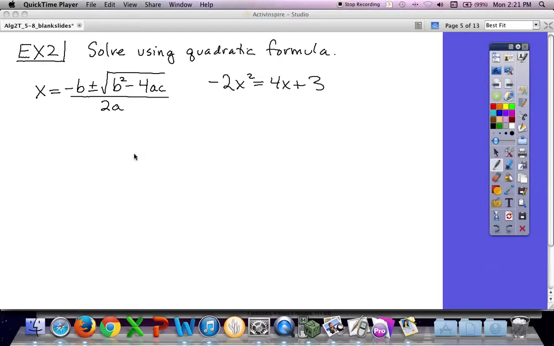Okay, is this in the right form to start? What should we do to put it in the right form? You could do either one, right? You could move the 4x and the 3 to the left side, which will make them negative. Then you'll have 3 negative terms.